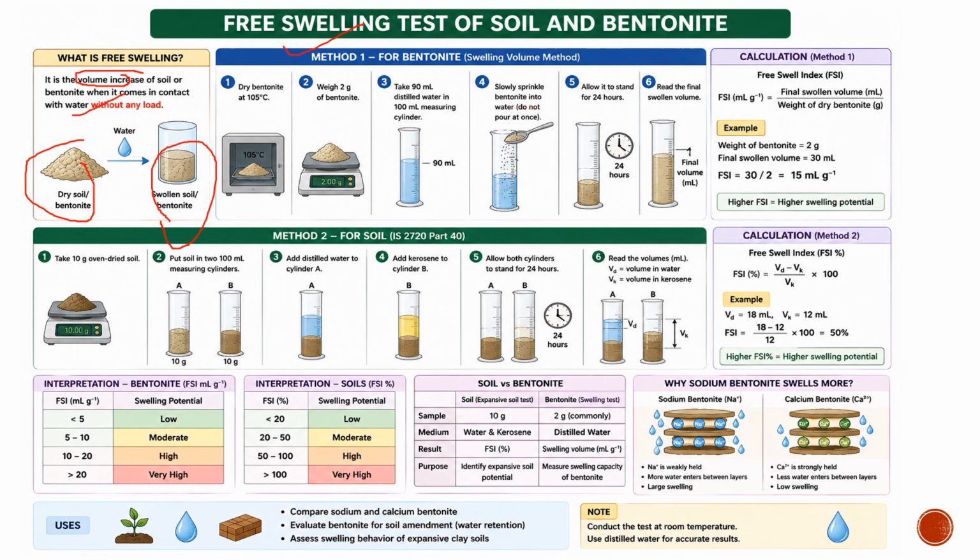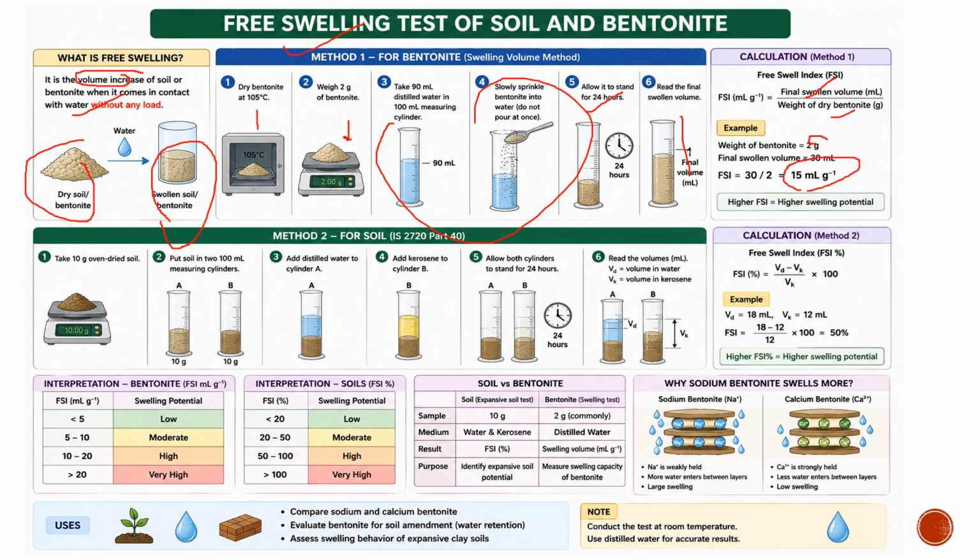How will you identify it? You dry bentonite at 105 degrees centigrade, measure 2 grams, and put it in a cylinder of 90 ml, and then leave it for 24 hours. After that, you take the volume. So what is the formula? Final swollen volume divided by weight of dry bentonite. For example, if the weight is 2 grams and the final swollen volume is 30, then the FSI is 15 milliliter per gram.